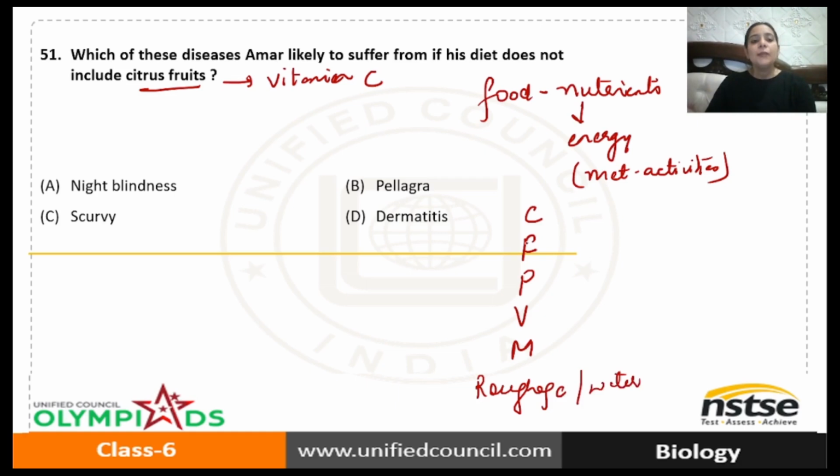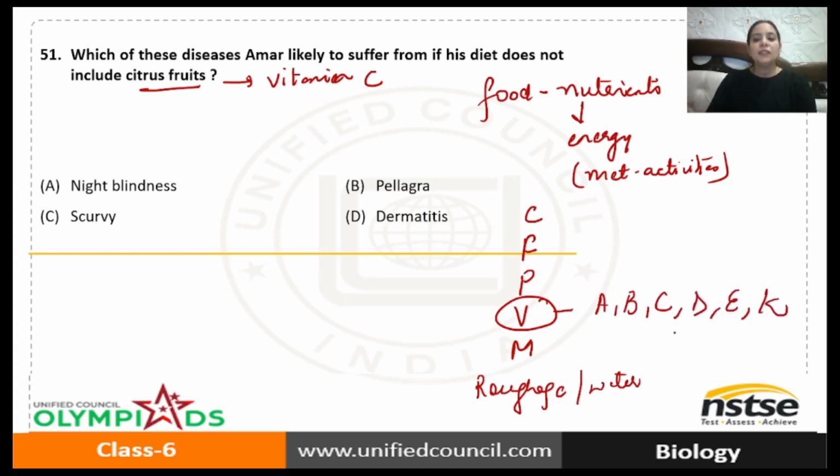So vitamin C. Vitamins are of different types. You have A, B vitamin, C vitamin, D vitamin, E vitamin, K vitamin. So citrus fruits, sour fruits, are the source of vitamin C. If your diet lacks vitamin C, then a person can suffer from scurvy, that is bleeding gums and loose teeth. These are the symptoms basically.